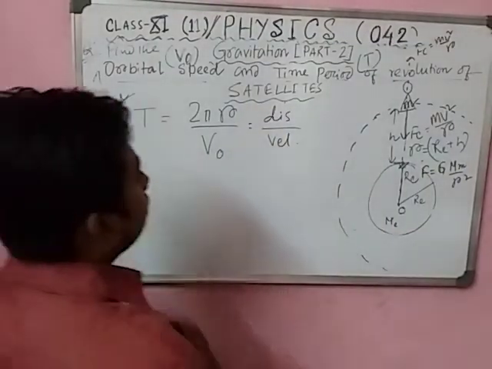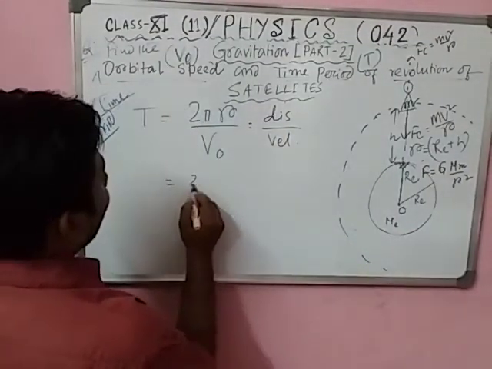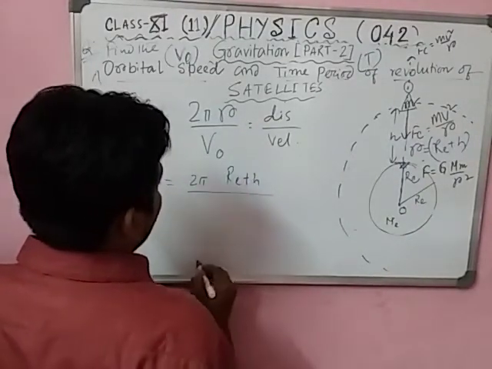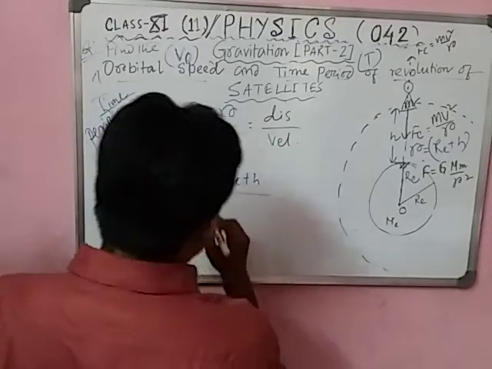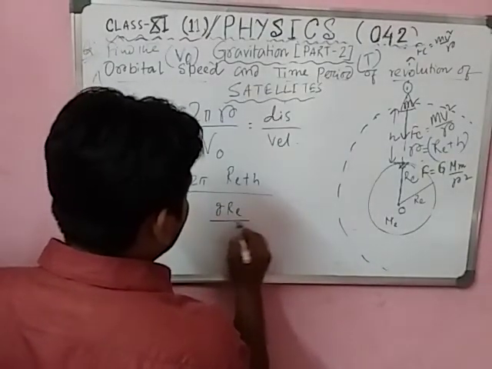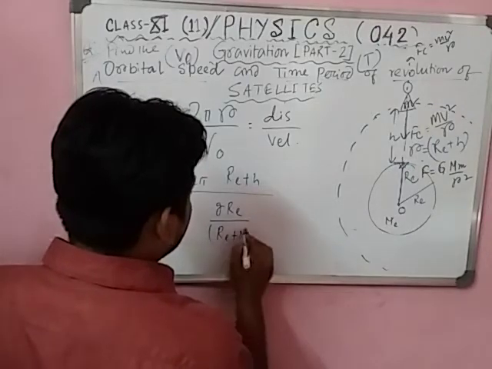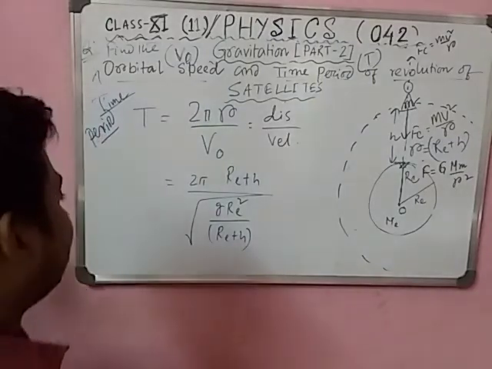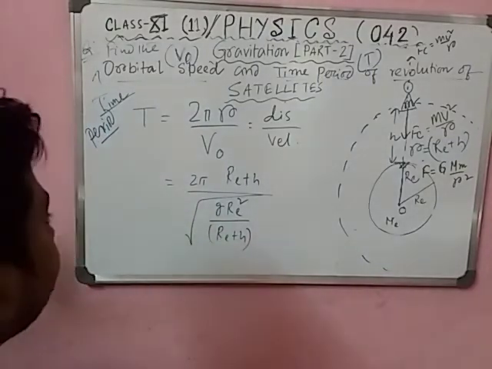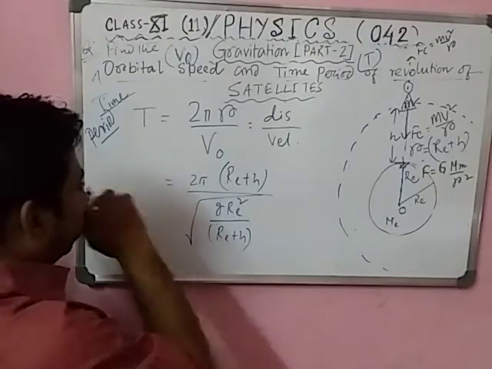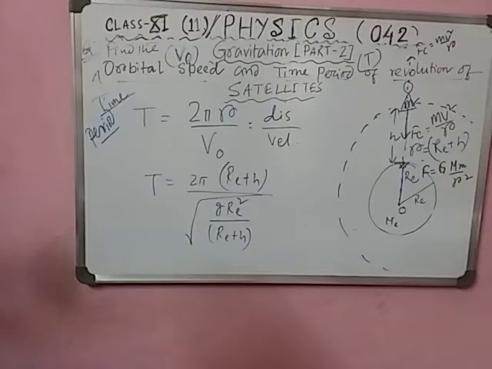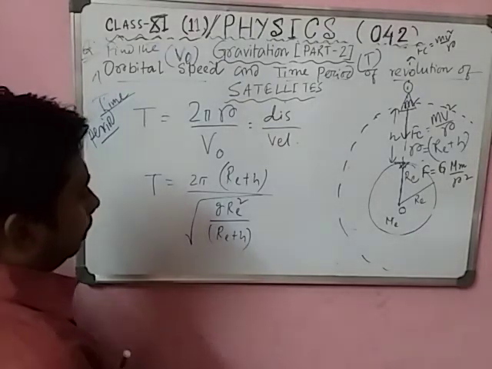Put the value of v0 here. So 2 pi r means RE plus H, you know, and the value of v0 is root of G RE square by RE plus H, the whole root. Am I right? This is the time period formula. Okay. So this is your time period formula.